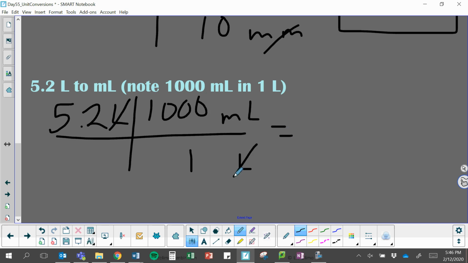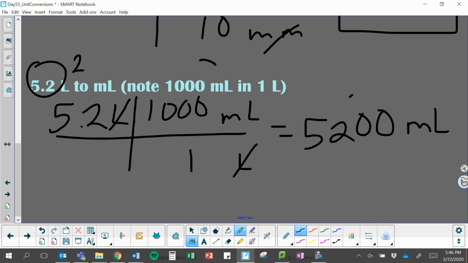Cancel our units. So now we will put 5.2 times 1,000, which is 5,200 milliliters. We can check our sig figs. This one has 2. This has infinite. So our final answer will have 2, which it does, because remember these 2 trailing zeros are not significant because there is no decimal point anywhere.